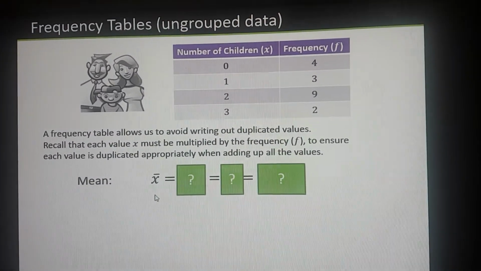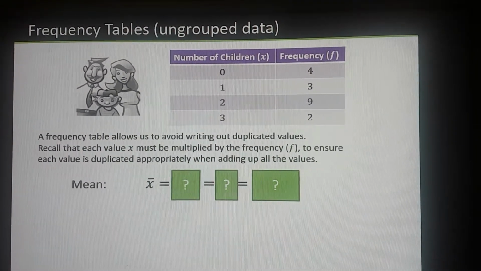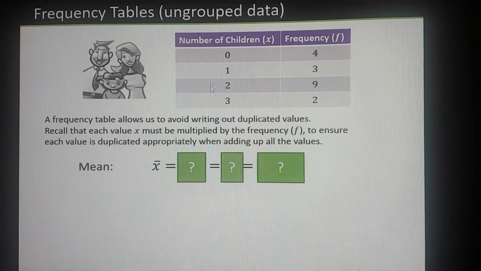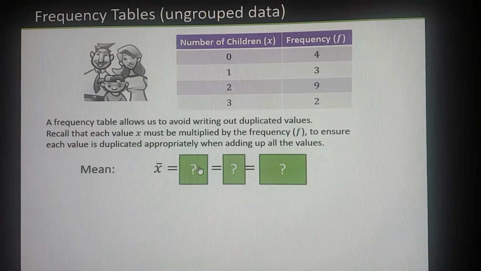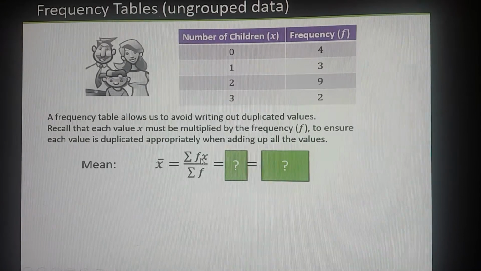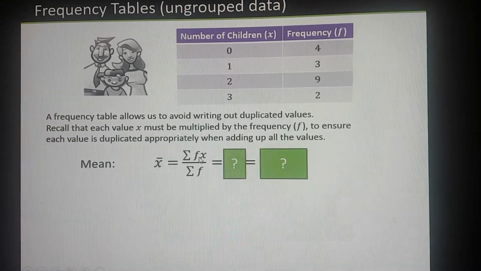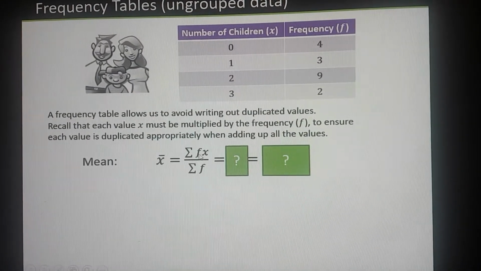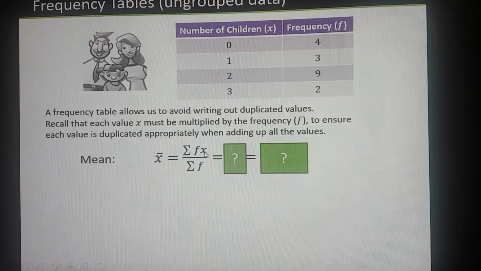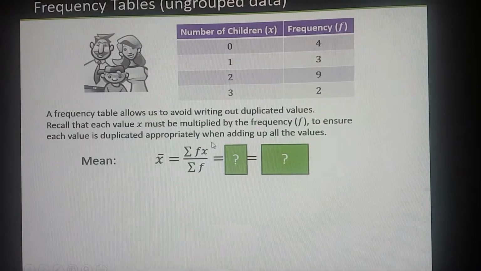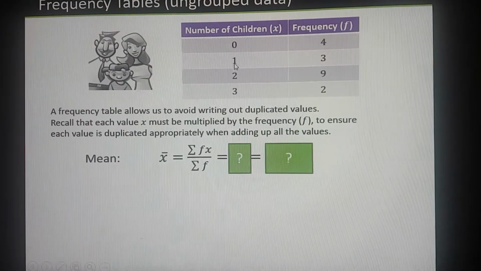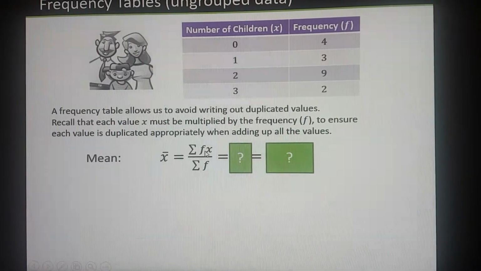Now we're going to talk about the mean of ungrouped data. In here we have sigma fx. That's what I was talking about before when we were comparing the algebra variables to statistics. Here fx means f times x, the frequency times, in this case, the number of children. Okay, it does not mean a function of x.